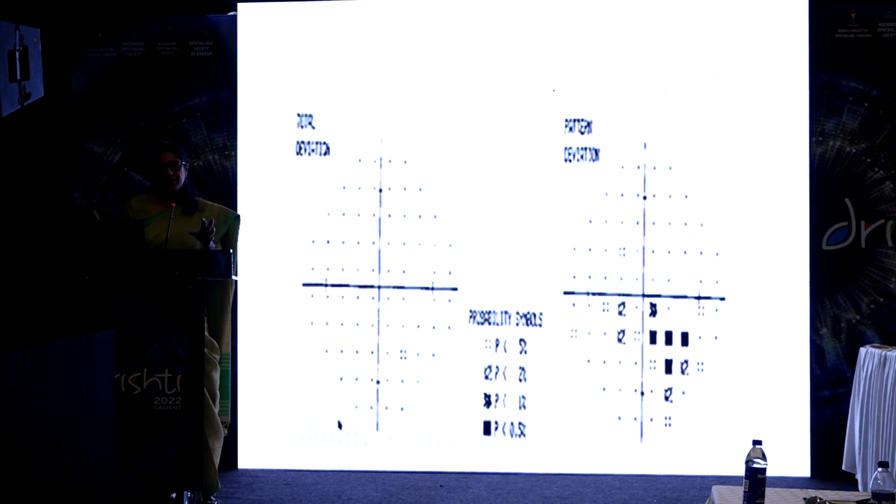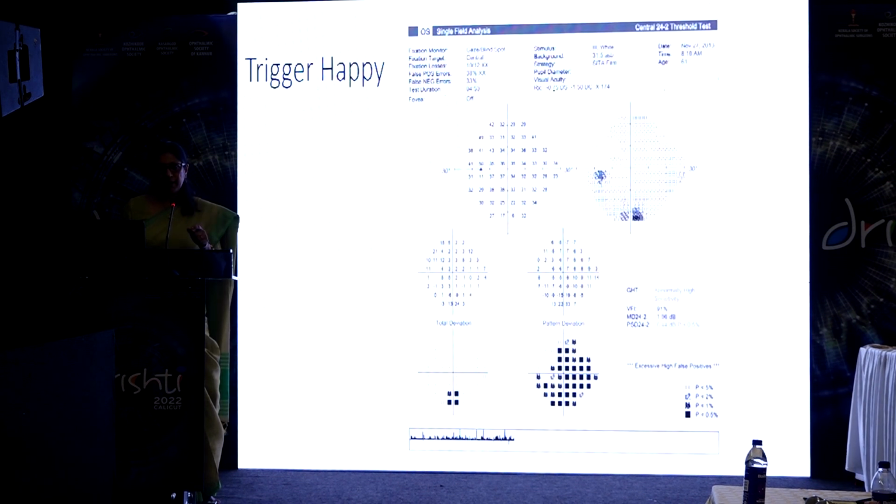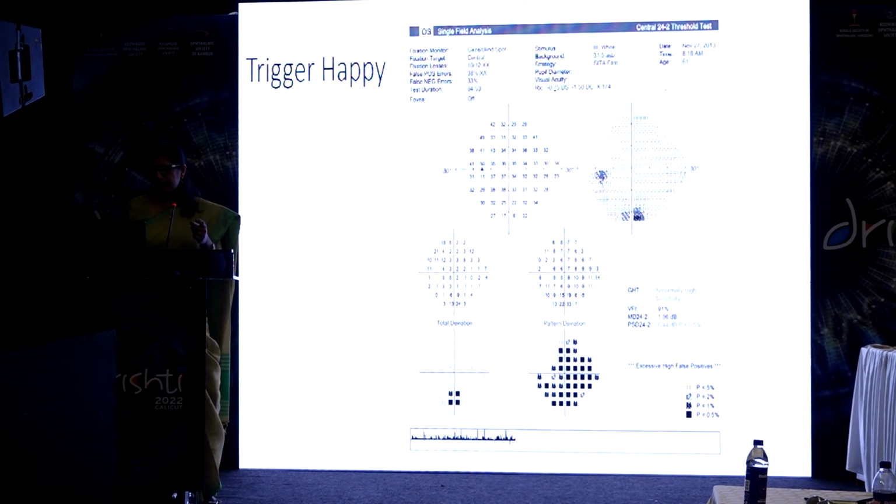So when you see a field defect like this, where you have a normal total deviation and an abnormal pattern deviation, don't jump to a conclusion that it's glaucomatous, because if it is glaucomatous, you should have a corresponding defect in the total deviation also. So when you have a defect like this where only the pattern deviation shows depressed spots, think of a trigger happy patient.